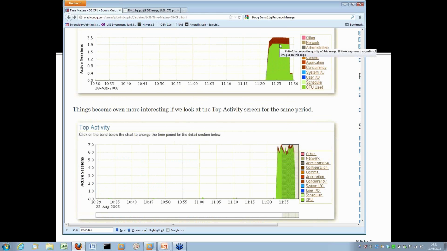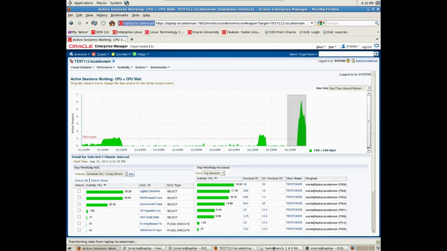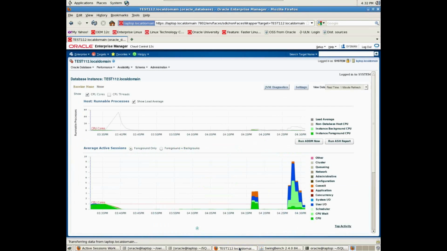Now, in this case, I had a dual-core laptop when I was running this. So you tend to see several signs which can help you identify what is going on. If I look at this page here, this is the performance homepage.